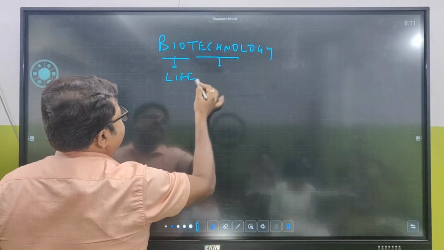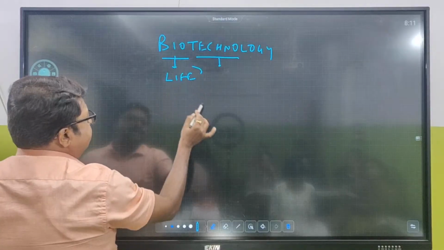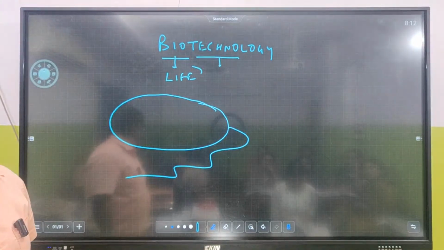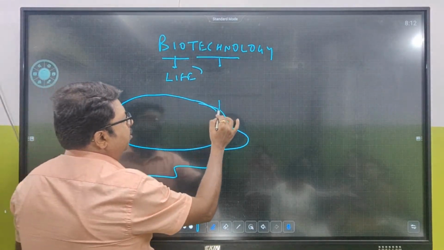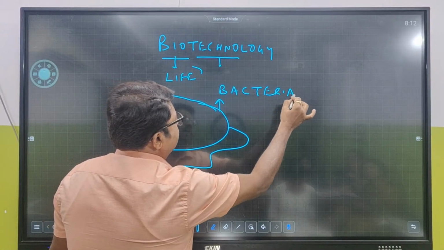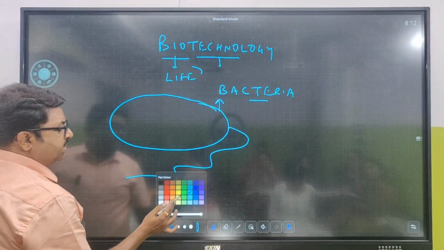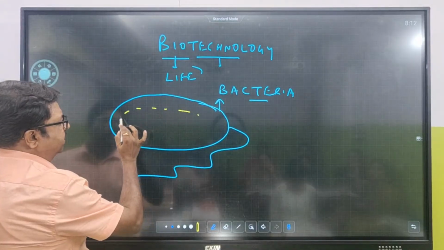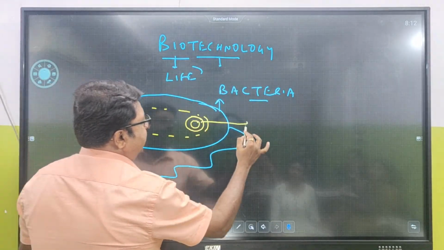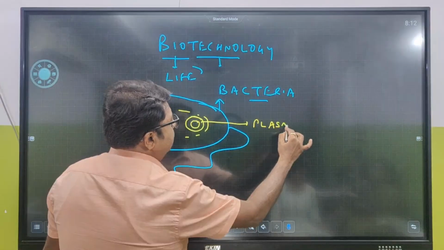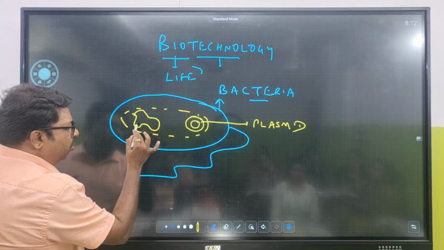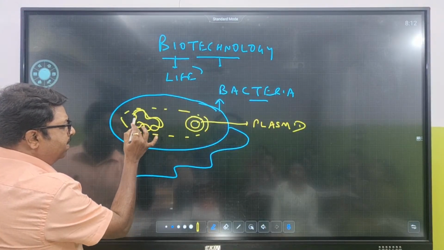Technology means science. So basically we are going to use what kind of life for our human benefits, for mankind. We are going to use bacteria, a prokaryotic cell. And what is so very special about bacteria? They have got extra chromosomal DNA, which is called plasmid. They have got a circular DNA, that is their bacterial chromosome.